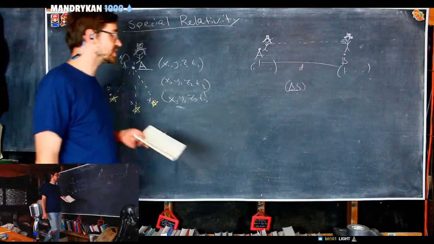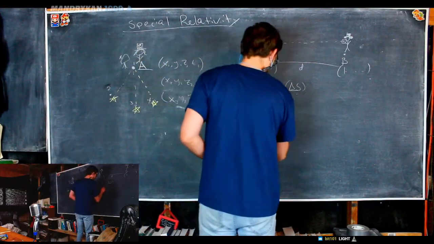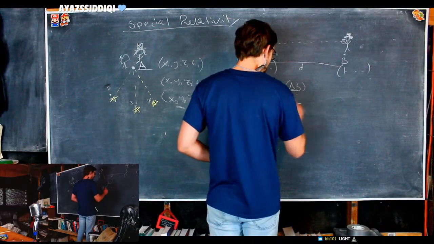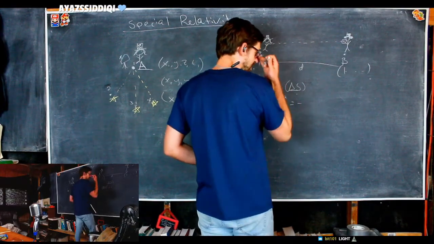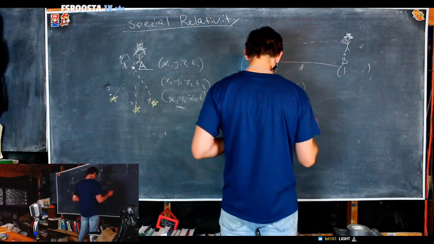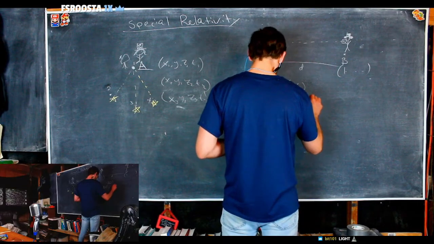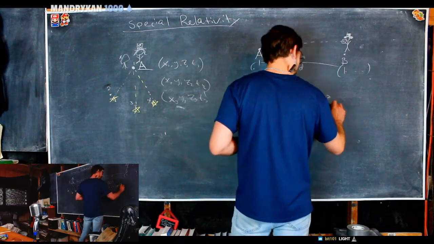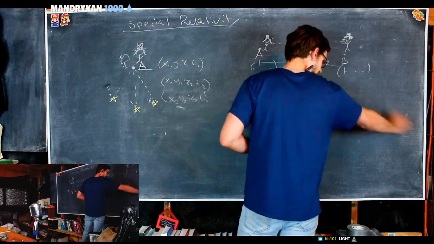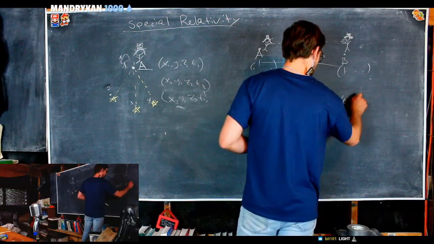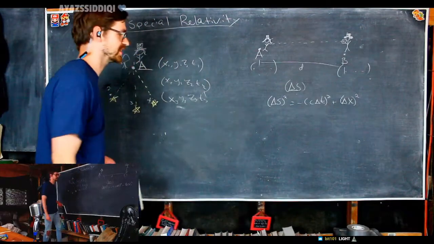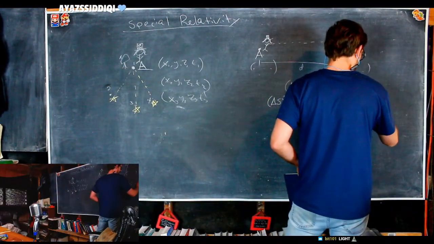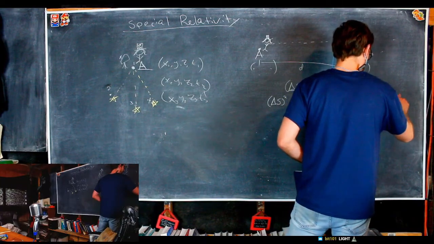We can say something about this. This is one of the beautiful things that Einstein did. We can say that this delta s is going to be equal to negative c times delta t squared plus delta x squared. And we're only going to do it in one dimension, okay? We're not going to worry about, you know, plus y squared plus z squared.